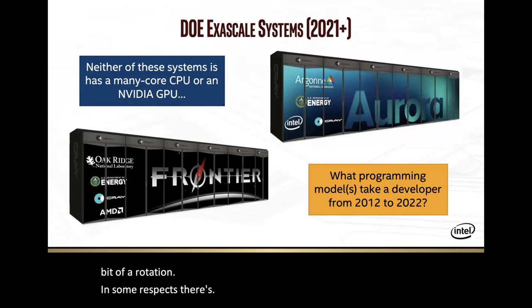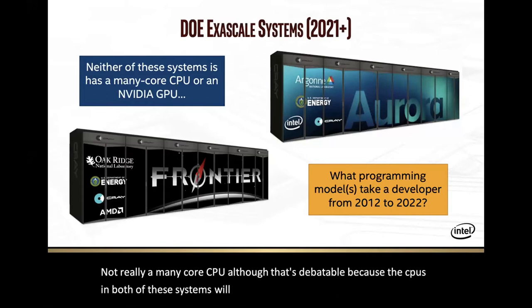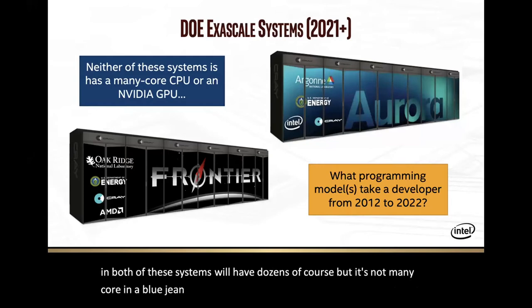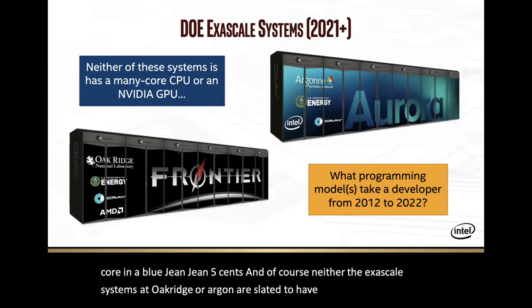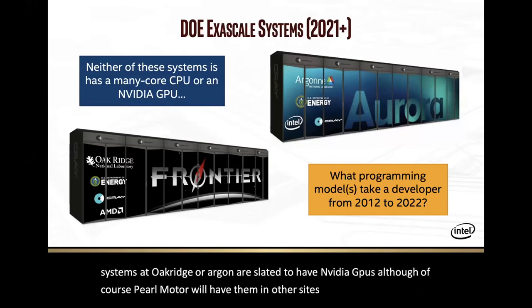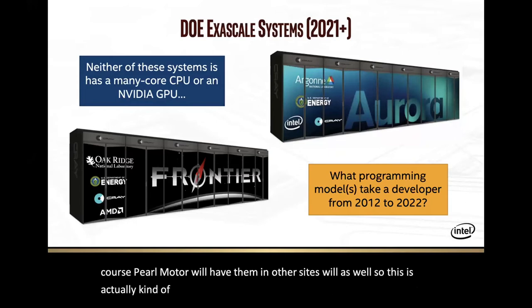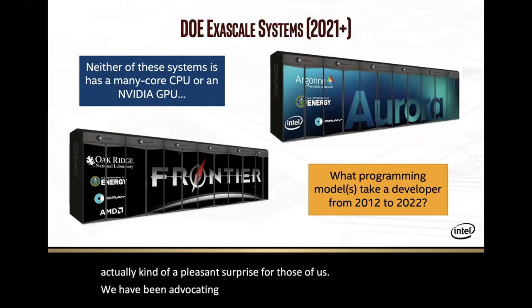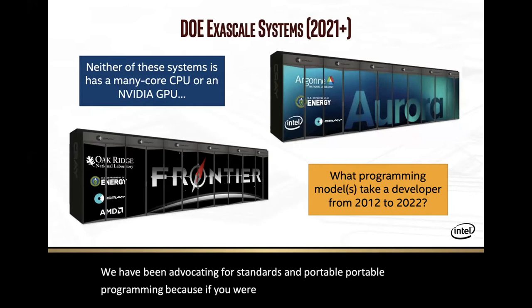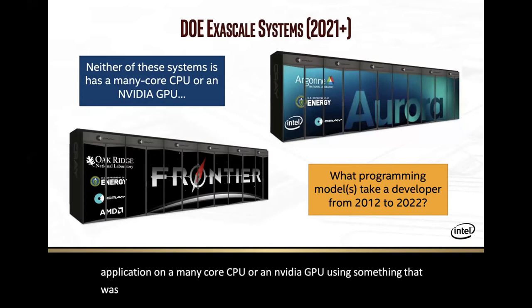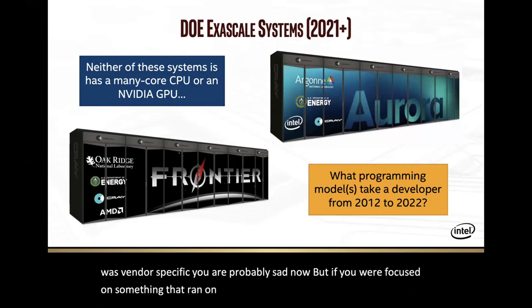There's not really a many core CPU, although that's debatable because the CPUs in both of these systems will have dozens of cores. But it's not many core in a Blue Gene or Xeon Phi sense. And of course, neither the exascale systems at Oak Ridge or Argonne are slated to have NVIDIA GPUs, although of course Perlmutter will have them and other sites will as well.